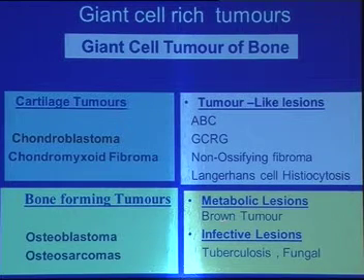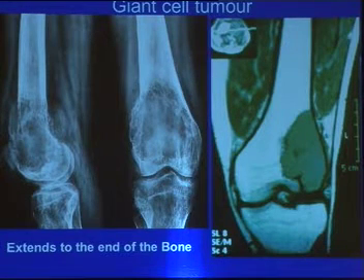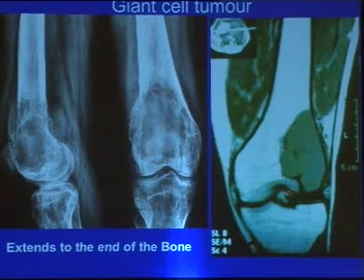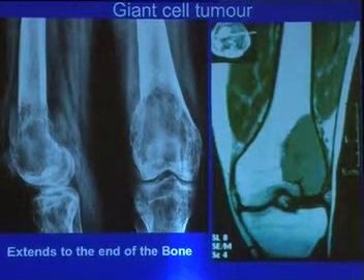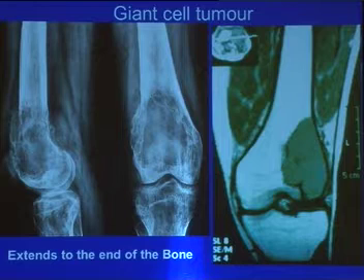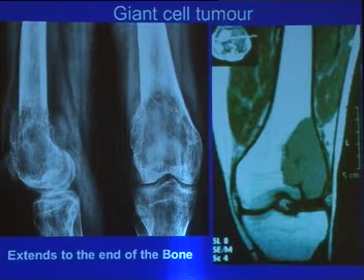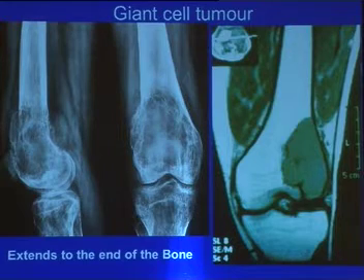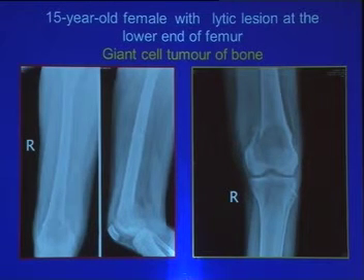Amongst metabolic lesions, brown tumor is the most common one, and we do see a lot of infective, especially tuberculosis. And once in a while, we have also seen more exotic lesions like rhinosporidiosis in the bone and some other fungal infections. Okay, true giant cell tumor extends, radiologically it extends to the end of the bone, and that's a feature which I use to say that, well, this is likely to be a giant cell tumor. We often see large lesions which have gone into the soft tissue. And another example to show a giant cell tumor extending to the end of the bone.